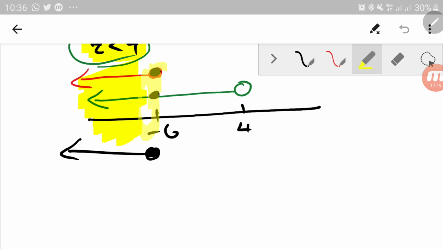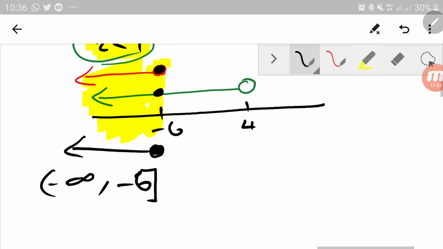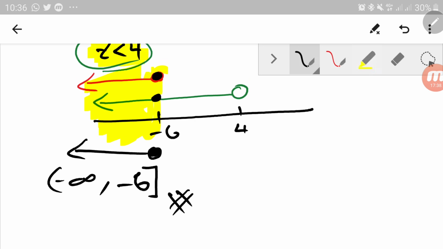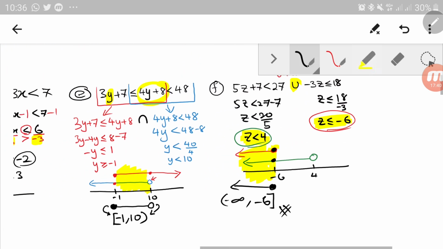We take the value over here. So what is it in the form of an interval? So minus infinity to minus 6, open for the infinity side, and a square bracket for minus 6. Okay, so that is the solution for the last question.